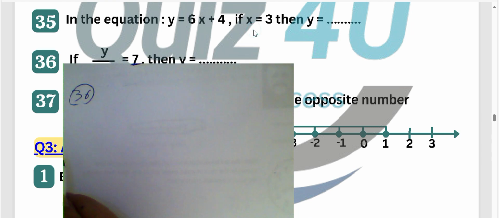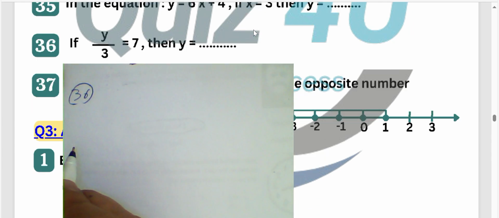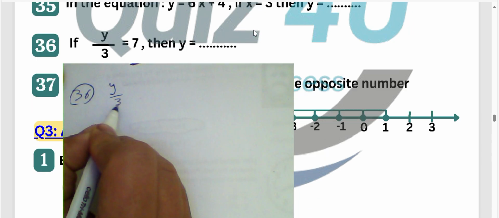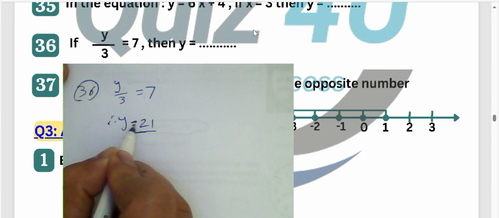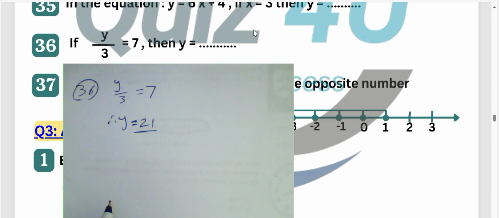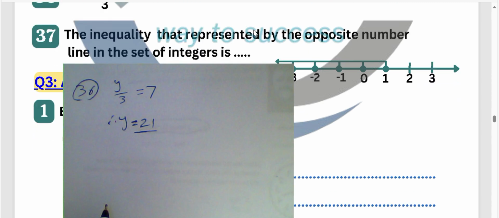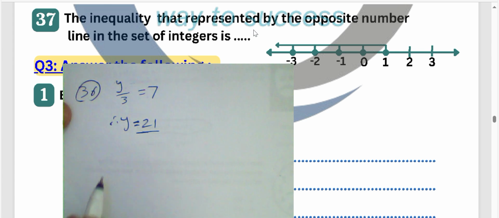If y over 3 equals 7, then the value of y equals 21. 21 divided by 3 equals 7. Next question. Inequality represented: x less than or equal to 1, or x less than 2. Question number 3.